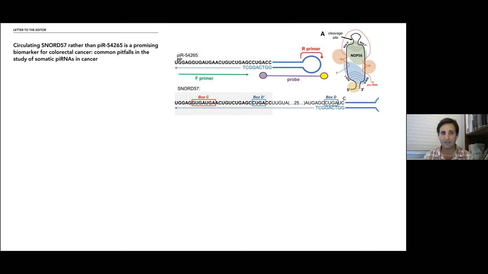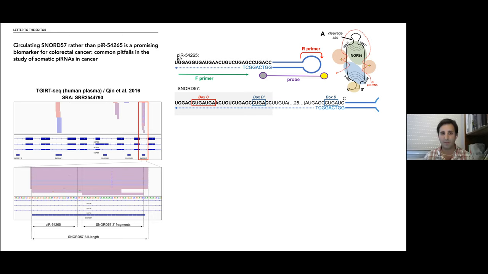We looked in the exRNA Atlas for small RNA-seq studies of plasma or serum from colorectal cancer patients, but we couldn't find conclusive evidence supporting piRNA 54265. In contrast, when we analyzed TIGER-seq data from human plasma, which is a method that retrieves both small RNAs and larger and highly structured transcripts that are usually lost in conventional small RNA sequencing, we could detect full-length SNORD57 and some 3' fragments derived from this transcript, but we couldn't detect the hypothetical piRNA, which could be classified as a 5' fragment of SNORD57. As a consequence, we postulate that full-length SNORD57 should be regarded as a promising or eventual biomarker for colorectal cancer instead of the mentioned piRNA.